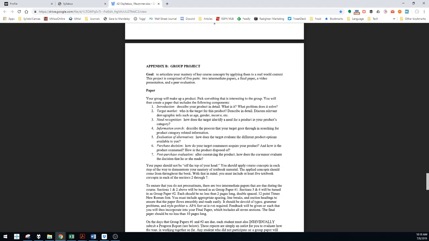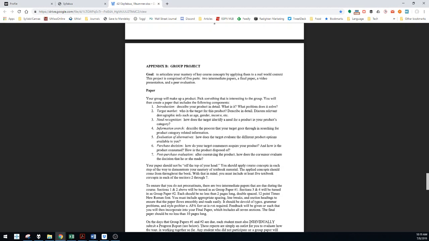How is a product disposed of? Believe it or not, this is a big area in consumer behavior now. Is the product recycled after use? Does it just disappear? Think about a food product. You've got packaging that needs to be disposed of, but the actual product itself is consumed. Okay. And then finally, post-purchase evaluation. How does the consumer evaluate the decision that he or she made? Do they tell others? Do they go online? Things like that.